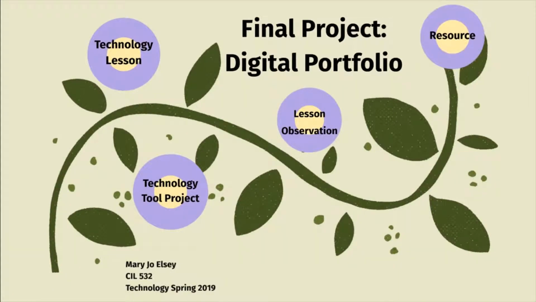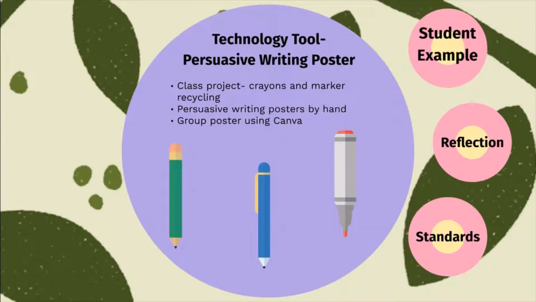Moving along, my technology tool project, we created persuasive writing posters. Throughout this school year, my class was responsible for collecting crayons and markers to be recycled, and my students were really invested in this project. They actually worked on sorting the crayons. We donate them to Scarce in Glen Ellen, and Scarce has an outline of how you can sort the crayons that will save them time and energy.